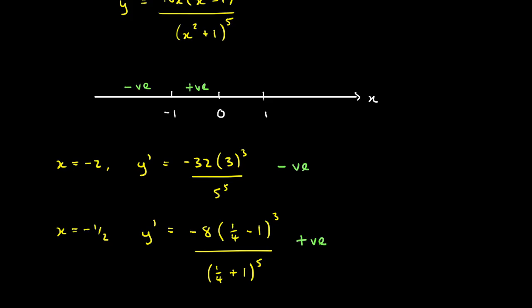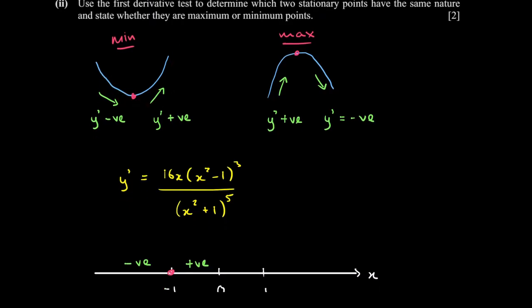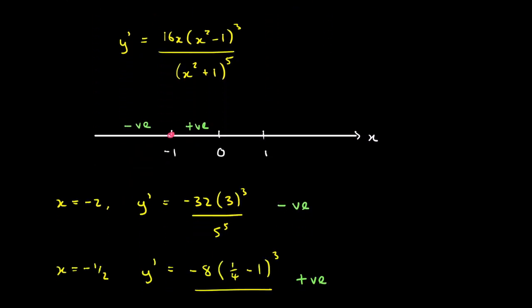So what does that mean? It means that as we go from the left of negative 1 to the right of it, we've gone from a negative gradient to a positive gradient. If we go from a negative gradient to a positive gradient, then the situation we've got is this one here. Negative to positive, that's a minimum. So this is a minimum.